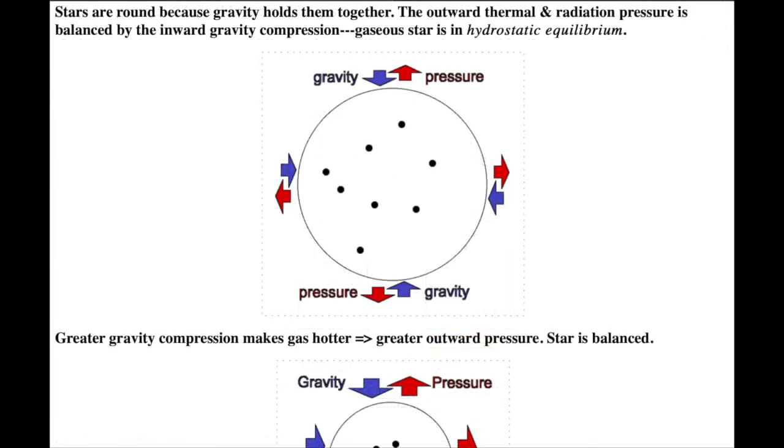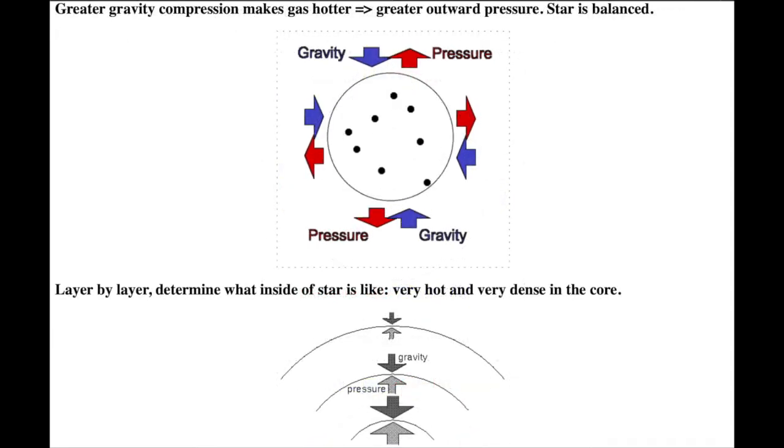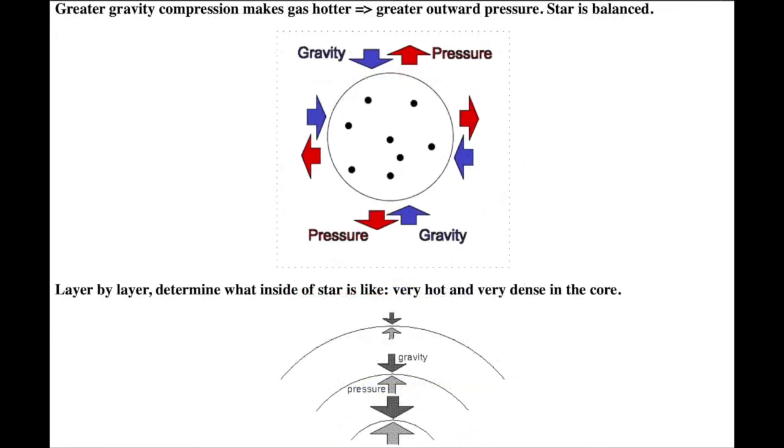This animation shows that cool gas produces low pressure, while hot gas produces high pressure. Stars are round because gravity holds them together. The outward thermal and radiation pressure is balanced by the inward gravity compression. This balance is called hydrostatic equilibrium. If there's greater gravity compression inward, there must be more outward pressure to balance it, and the gas creates that extra pressure by heating up.